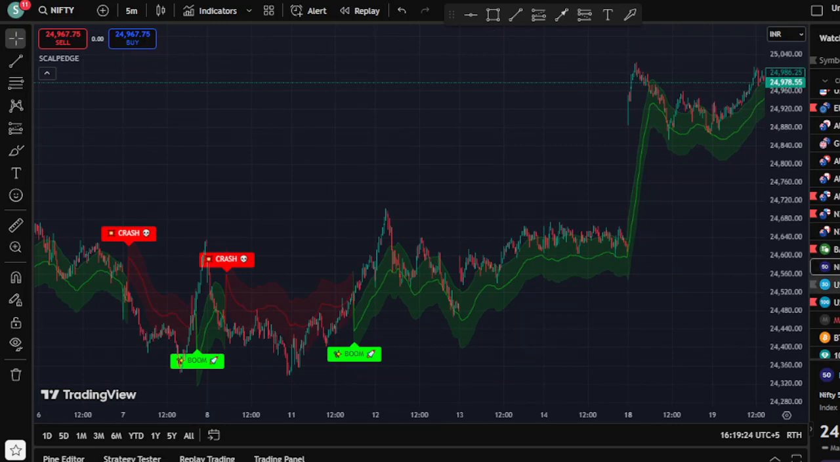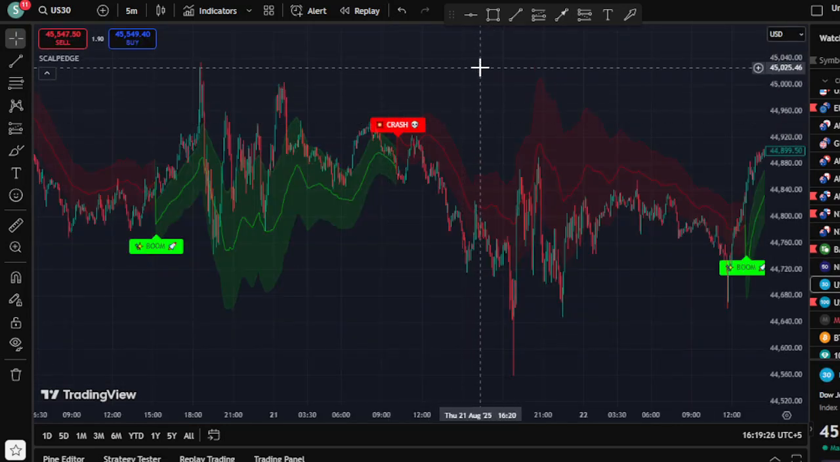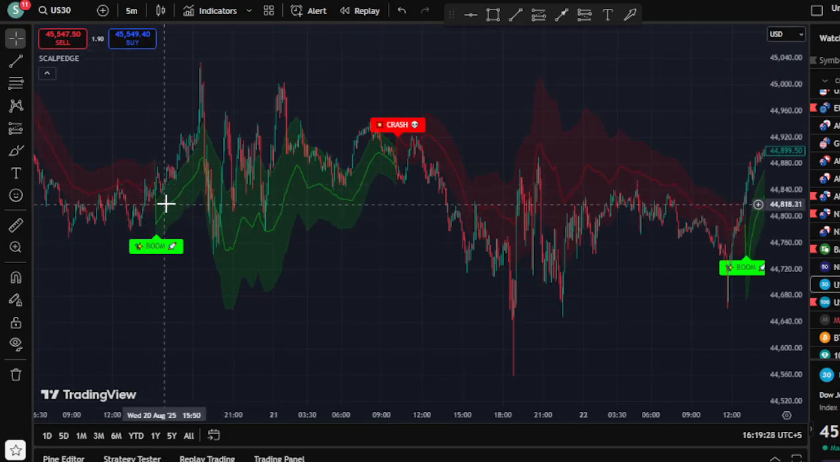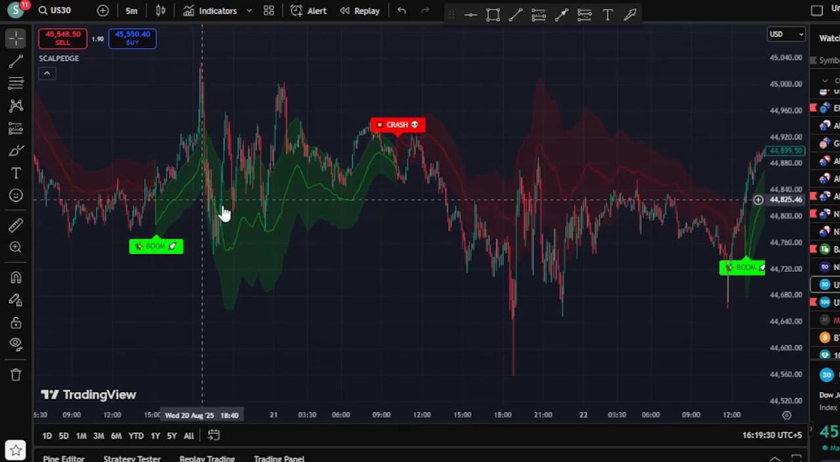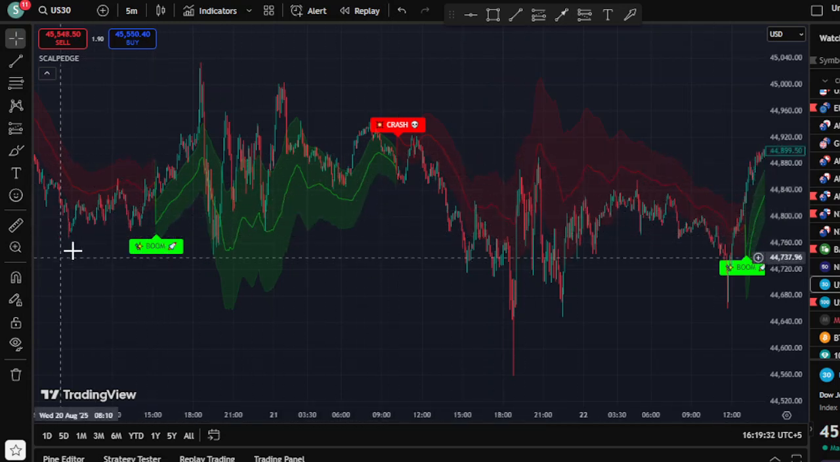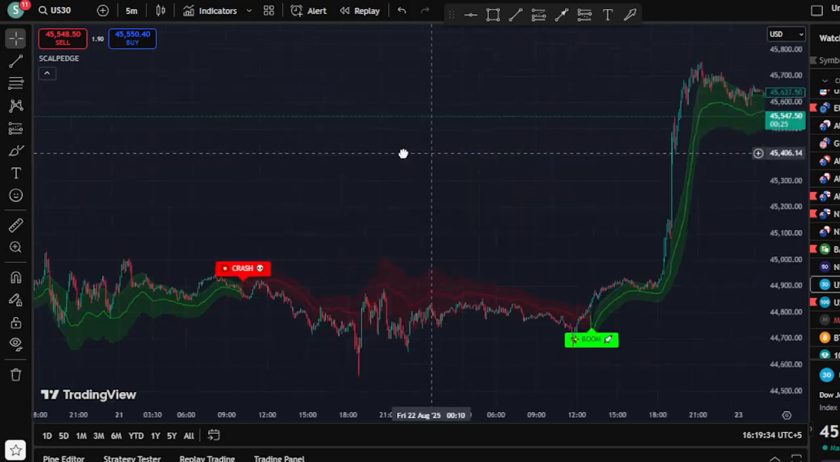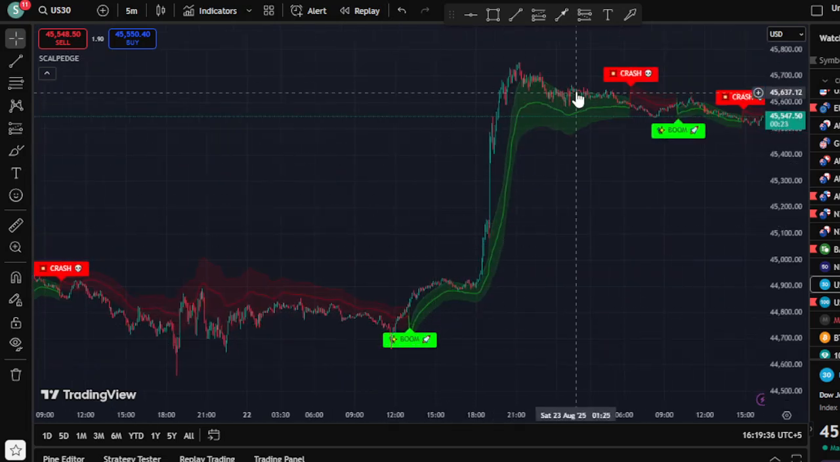So we just need to avoid consolidation when the market is horizontally straight. This is not a good time to take a buy or sell. You can see this is somehow a consolidation, but the signals went fine, but I prefer you trade other types of market.